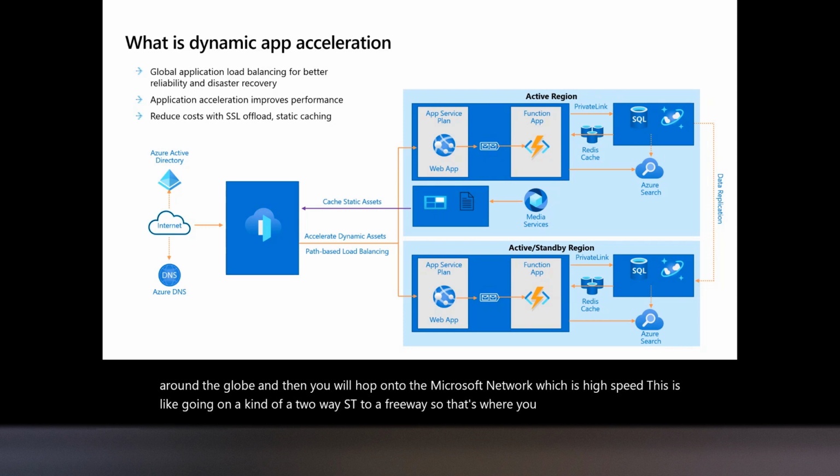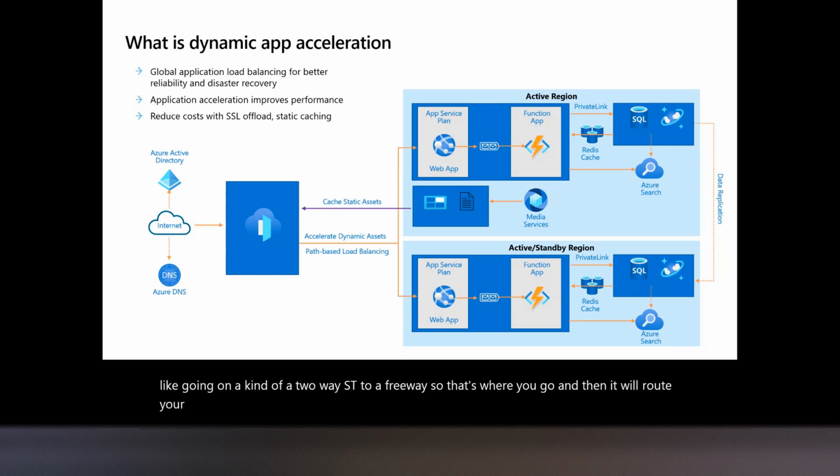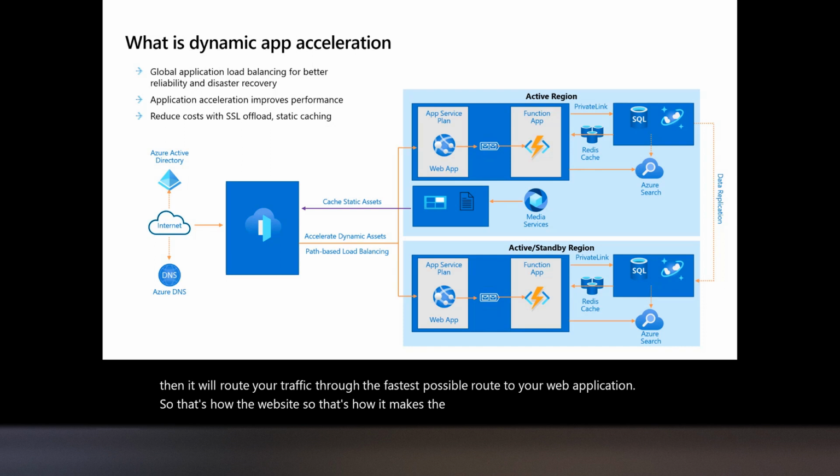And then it will route your traffic to the fastest possible route to your web application. So that's how the content delivery makes the app faster.